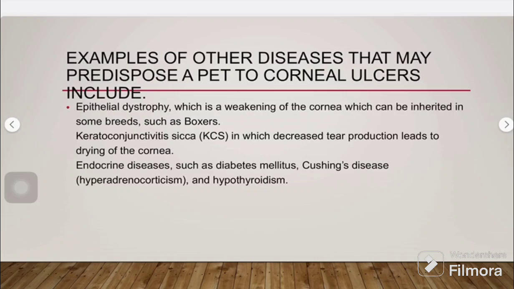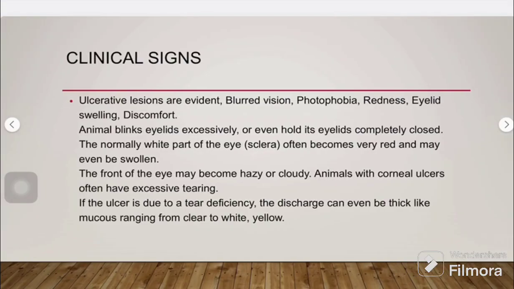Some breeds are genetically predisposed to corneal ulceration due to weakening of the cornea, as in the boxer breed, due to epithelial dystrophy, which leads to weakening of the cornea and can predispose to corneal ulceration. Keratoconjunctivitis sicca, in which decreased tear production leads to drying of the cornea, irritates the cornea and may lead to corneal ulceration. Endocrine diseases such as diabetes mellitus, Cushing disease, and hypothyroidism can also predispose the animal towards corneal ulceration.